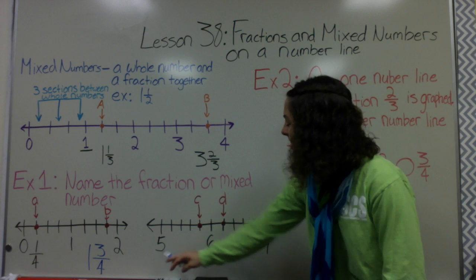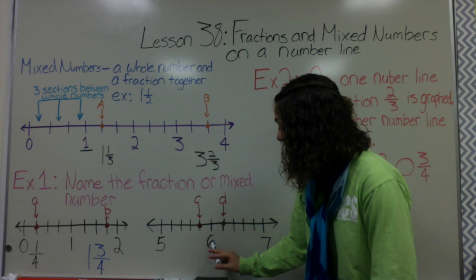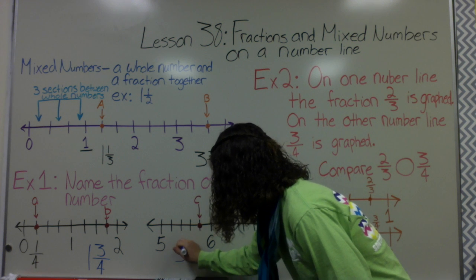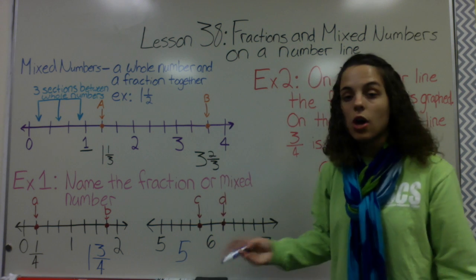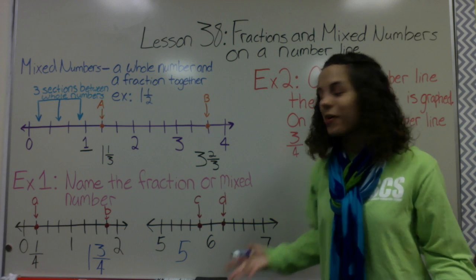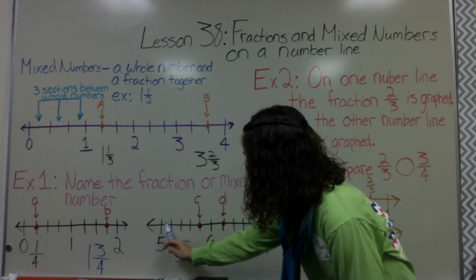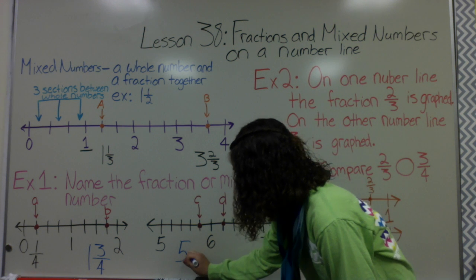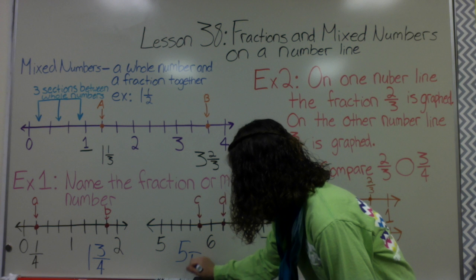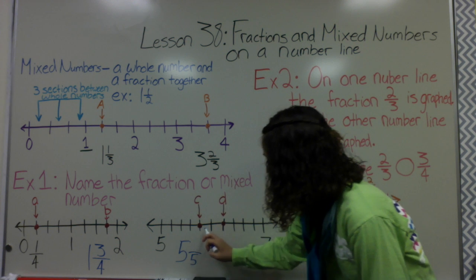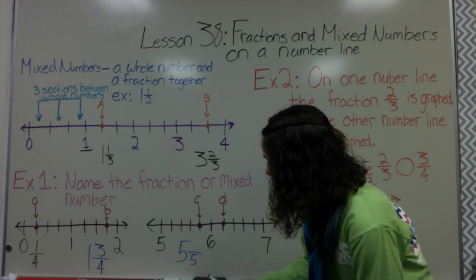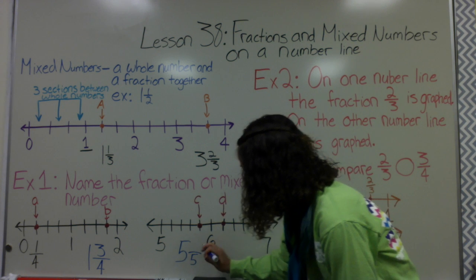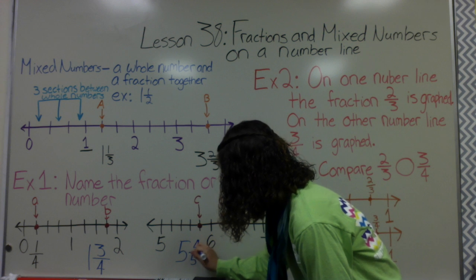C. We're looking at past number 5, but it's not at number 6 yet, so my whole number is 5. I'm going to count my spaces in between. This is a separate number line, so I'm not guaranteed to still have fourths. I have 1, 2, 3, 4, 5. That means I have fifths. That's my denominator. That's my whole number in between. So it's split into 5 equal parts. I'm at 1/5, 2/5, 3/5, 4/5. So 5 and 4/5 is what letter C is.